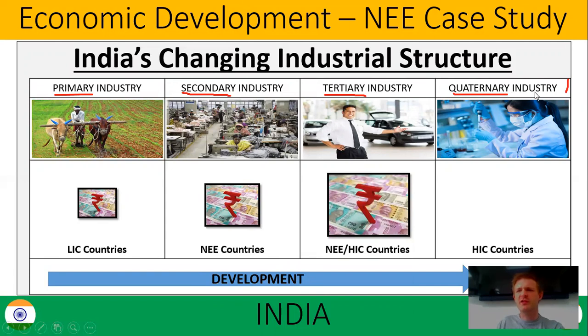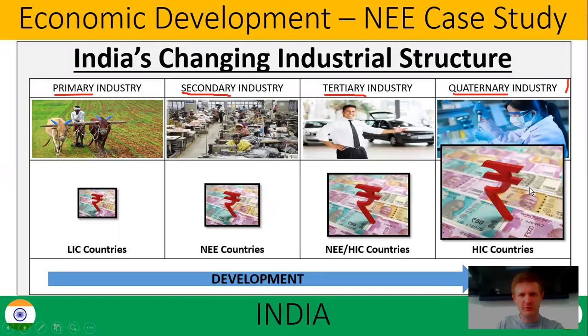And as you move up, these quaternary industry jobs need university graduates, high-end researchers, high-end programmers, high-end scientists. So these do earn a lot of money and are only done in HIC countries where they have the universities and the facilities to do them. So you can see here, it's like a scale moving up, where the further you move up the scale, the more money you earn and you develop as a country more.